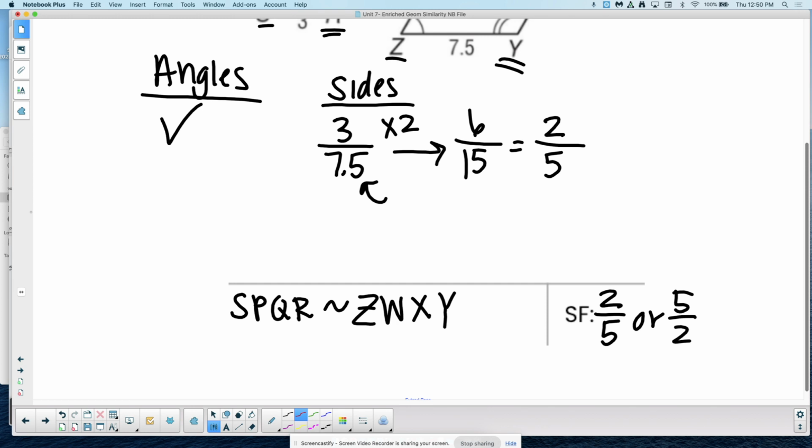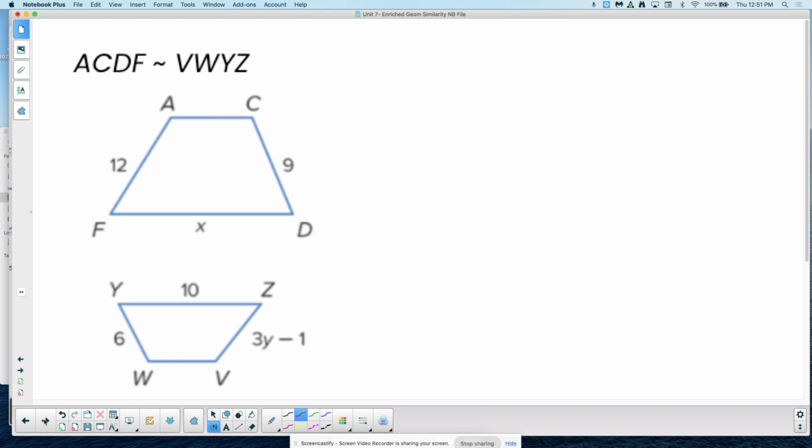All right, let's introduce a little bit of algebra into this. So we're told we have similar figures. Here's our similarity statement. And now we're looking for missing side lengths, missing values, right? Let's start with the easy one. Let's start with x. So x right there.